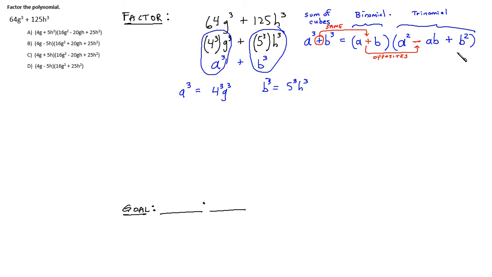So what we do when we have perfect cubes and we want to find out what a and b are for our polynomial, we take the cube root of both sides of this little equation, and we take the cube root of both sides of this other little equation.